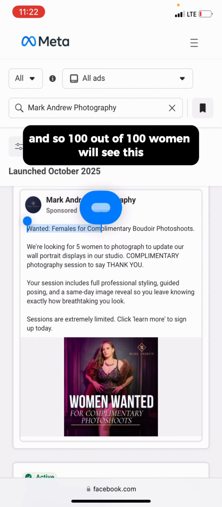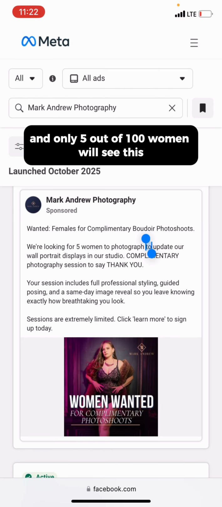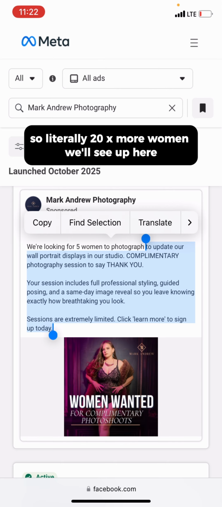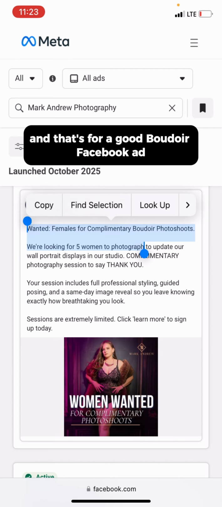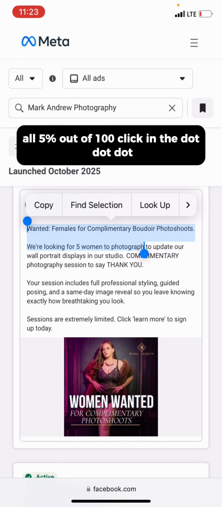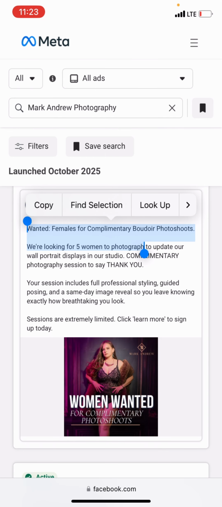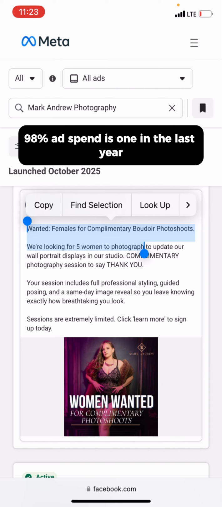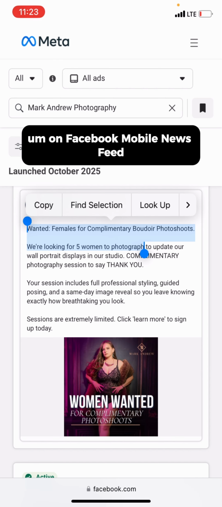And so 100 out of 100 women will see what I've highlighted, and only 5 out of 100 women will see this. So literally 20x more women will see up here. And that's for a good boudoir Facebook ad, 5% unique CTR all, 5 out of 100 click the ... See More. Average boudoir Facebook ads that I've seen, 2 to 3%. So it's actually 98% of ad spend that is won or lost here in the See More headline on Facebook mobile newsfeed.